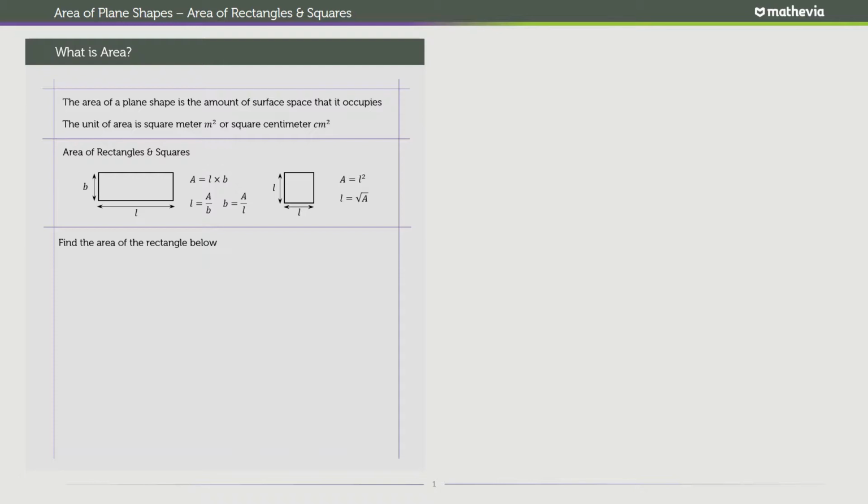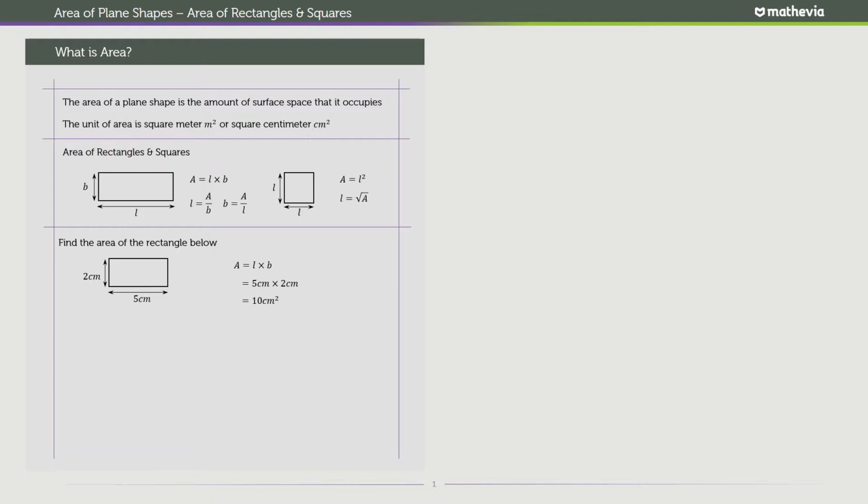Here's an example. Find the area of the rectangle below. We have a rectangle, length is 5 cm, breadth is 2 cm. Area is length times breadth. That's 5 cm times 2 cm, and that gives you 10 cm squared. 5 times 2 is 10. Your answer is 10 cm squared.